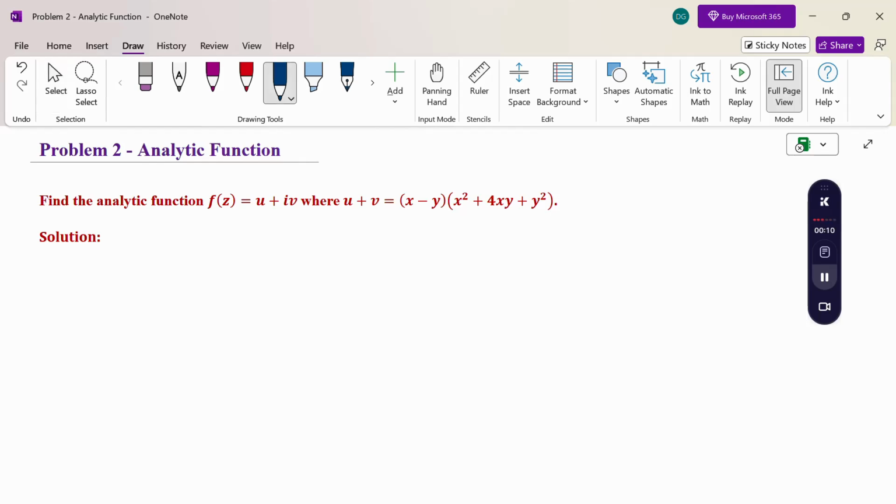Look at this problem. Find the analytic function f of z equal to u plus iv, where u plus v equal to (x minus y) into (x square plus 4xy plus y square). The previous type of problem we have uploaded in the video, please refer.